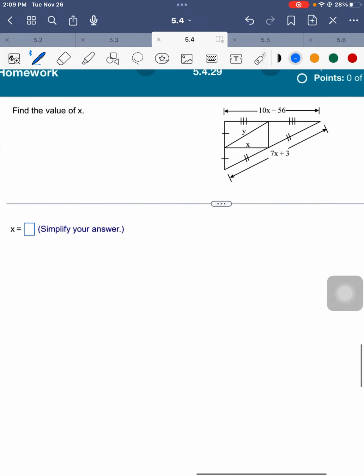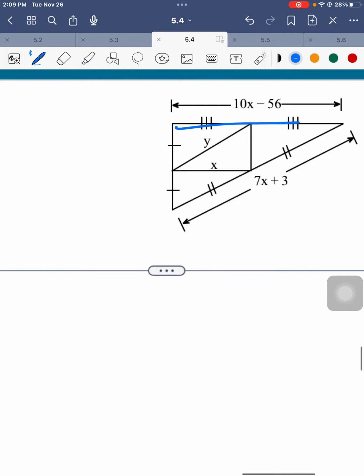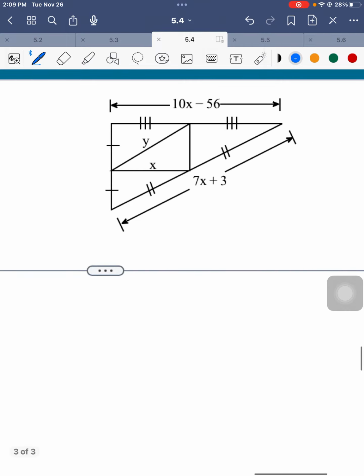So once again, same type of deal. I have two pairs of parallel lines here with values, and I want to find the value of x. There are two possibilities I could do. I could set this one up to equal half of this, correct? So I could have y equals half of 7x plus 3.